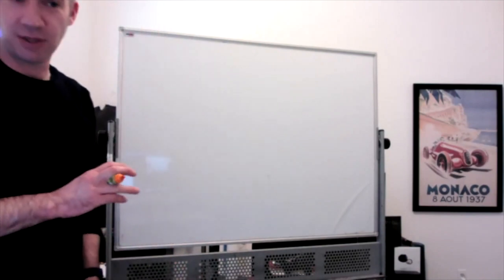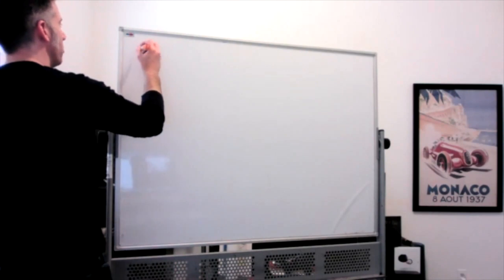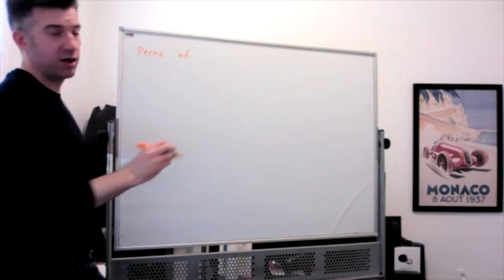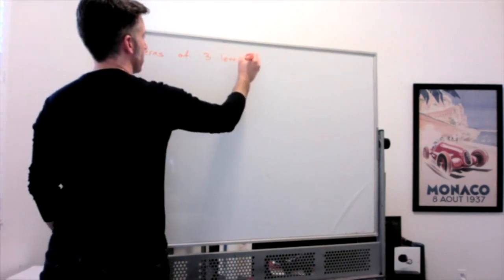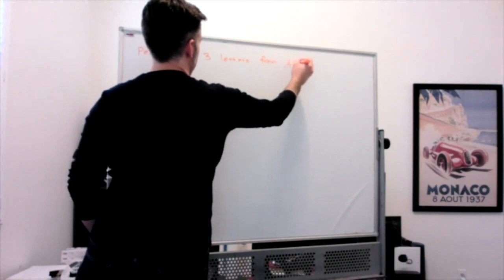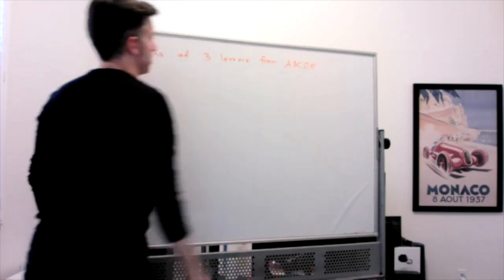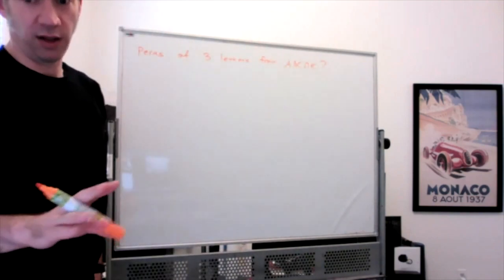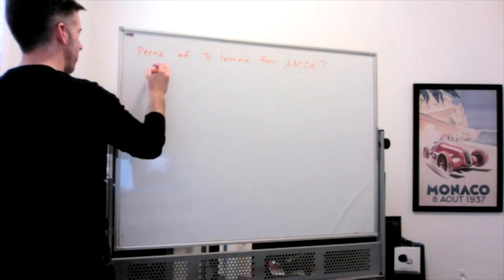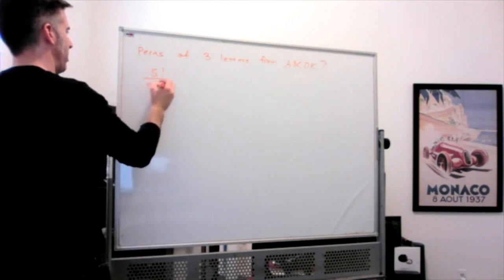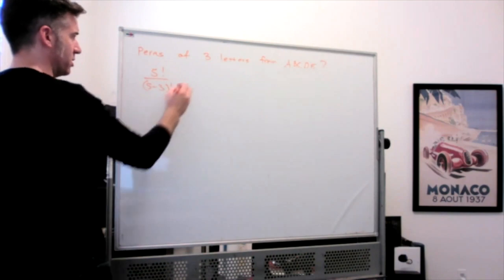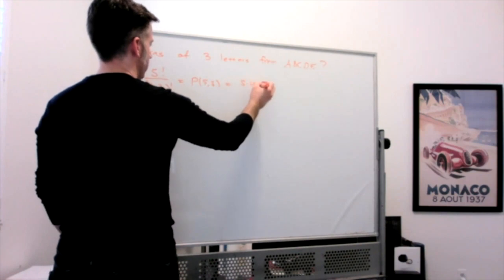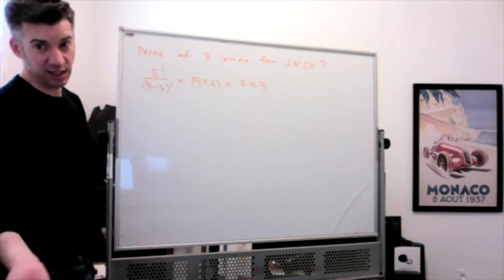So how many permutations of 3 letters from the first 5 letters of the alphabet, A, B, C, D, E? Well, we already know the answer. The answer would be 5 factorial divided by 5 minus 3 factorial, which is your P of 5, 3, which is 5 times 4 times 3, which is 60.